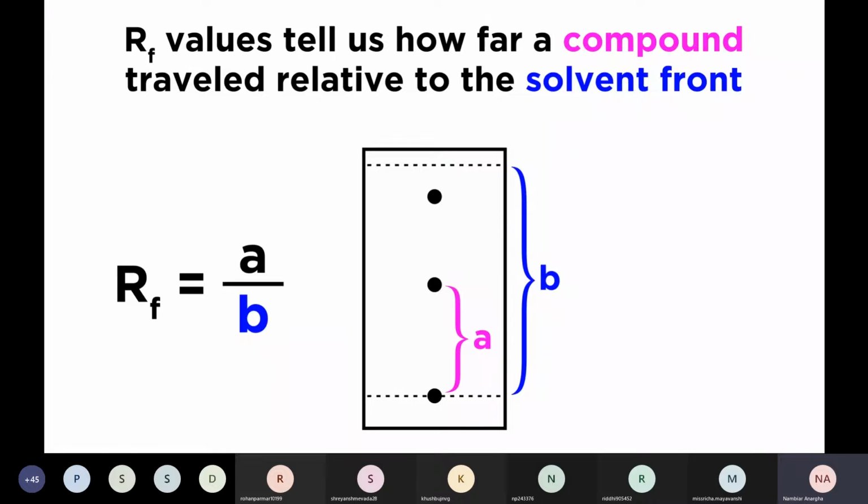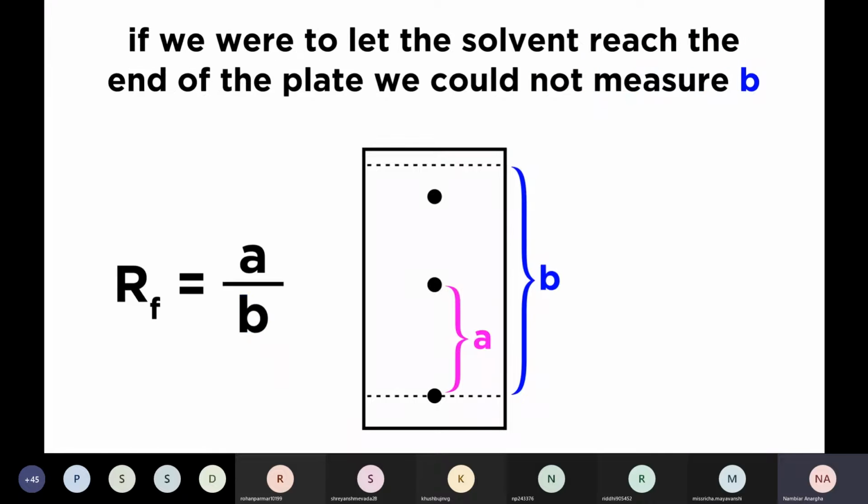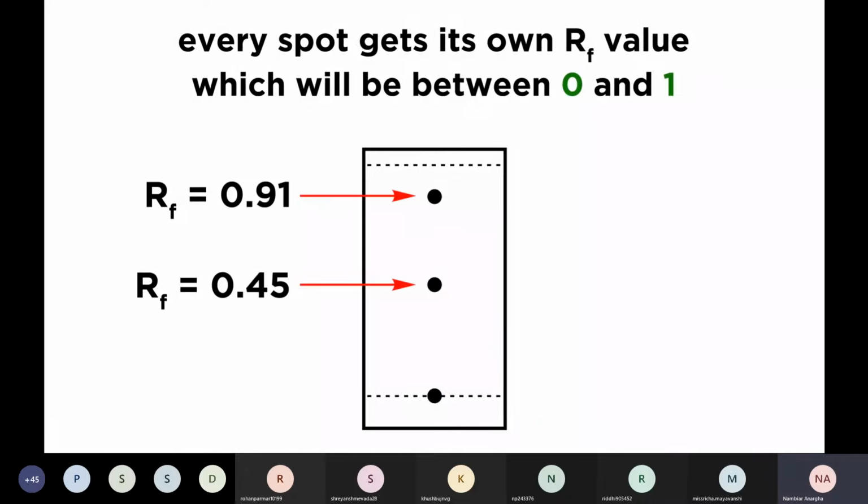front ended up. This is why we do not let the solvent reach the end of the plate. Otherwise, we could not get this second value, and we could not calculate RF values. We will get some value between 0 and 1, and we will do this for any spot on the plate.